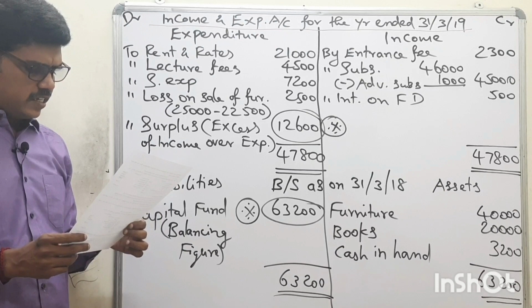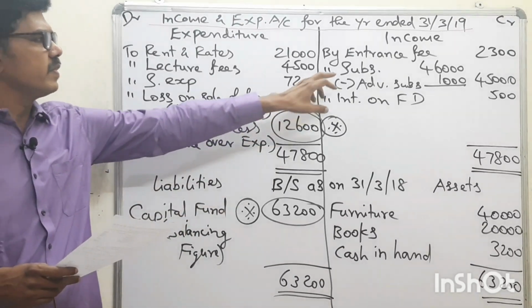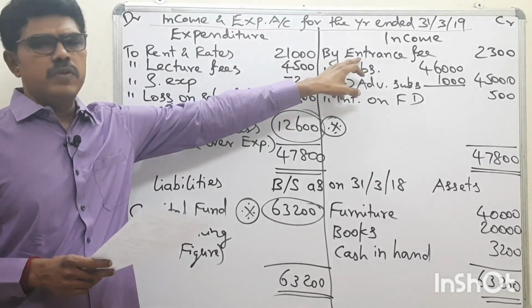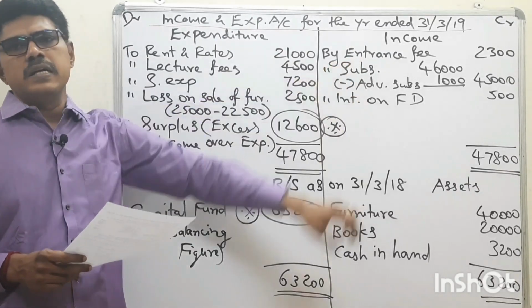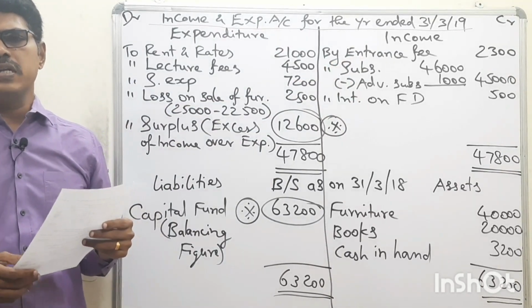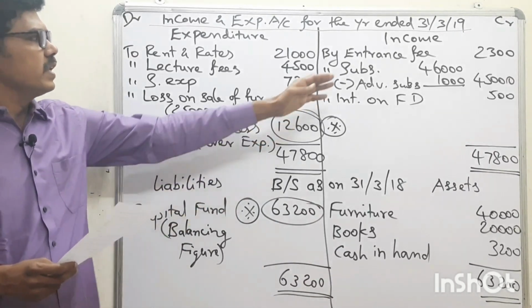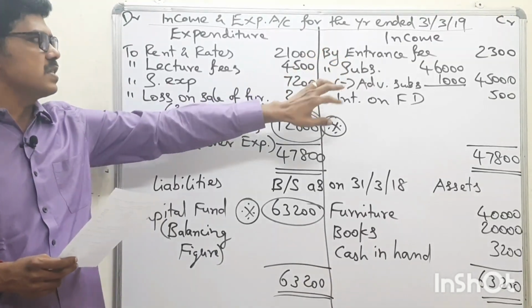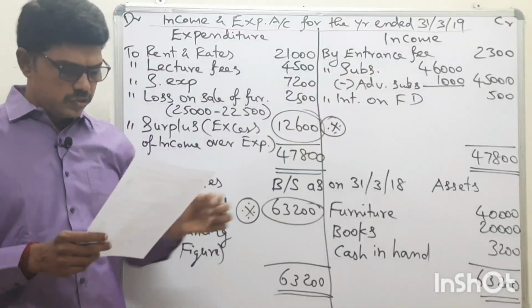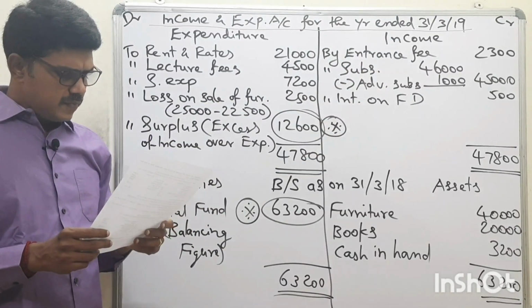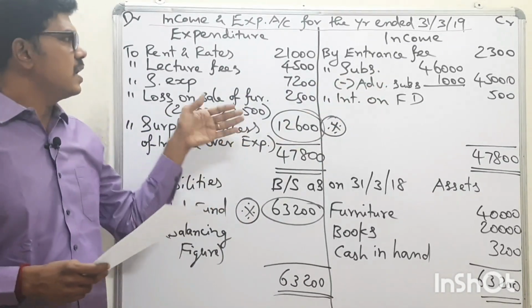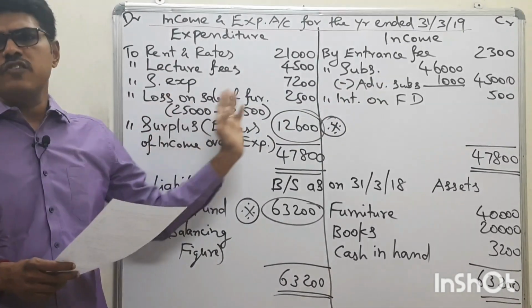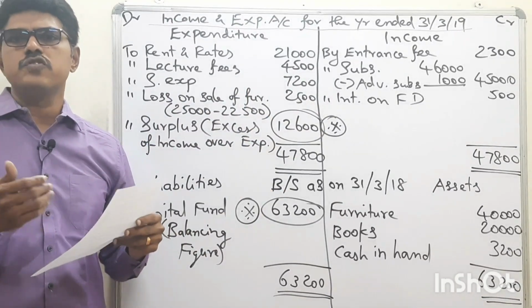Then they have given entrance fees. Entrance fee is a recurring income. Every club will collect an entrance fee from every new member joining the club. It is in order to meet the admission expenses. This is the income, 2,300. Then subscription 46,000.